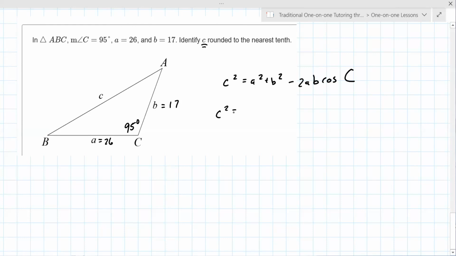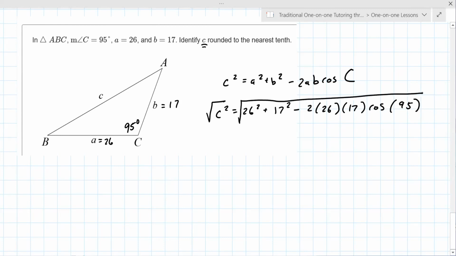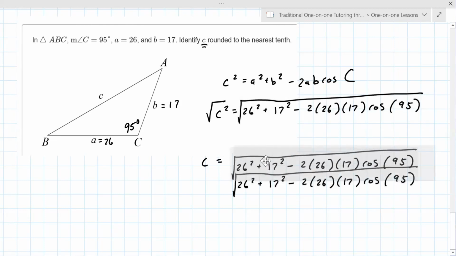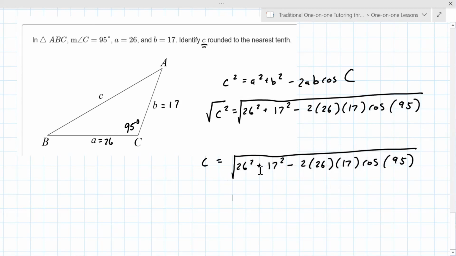C squared is A squared, and A is 26 squared plus 17 squared minus 2 times 26 times 17 cosine of 95 degrees. Again, this is the power of that Desmos calculator. C is the square root of the right-hand side. So all you've got to do is follow what's written here: square root of 26 squared plus 17 squared minus 2 times 26 times 17 cosine 95. Give that a try, please.